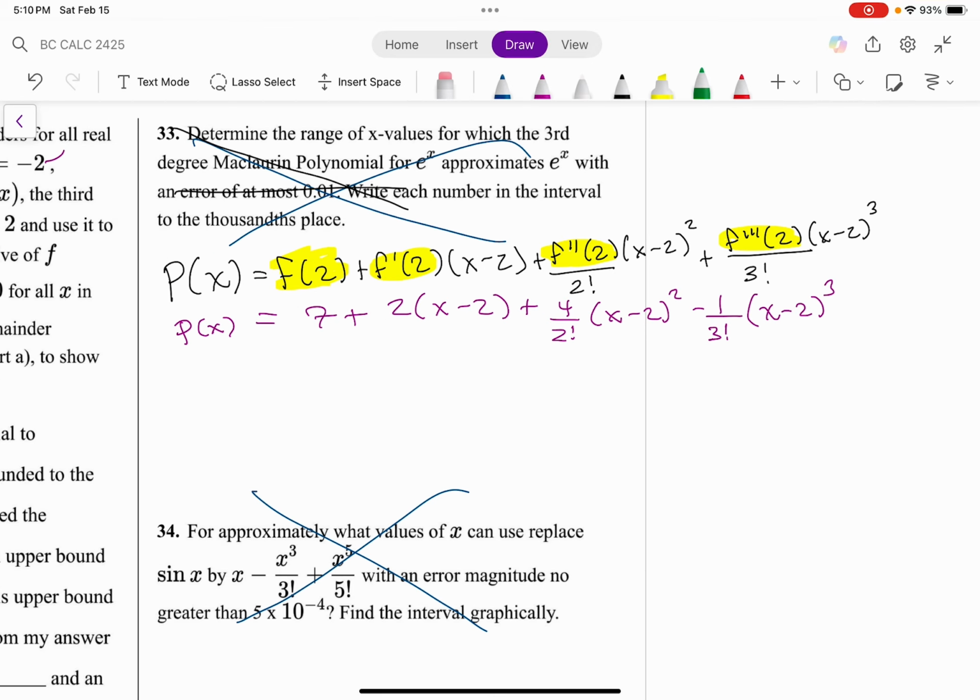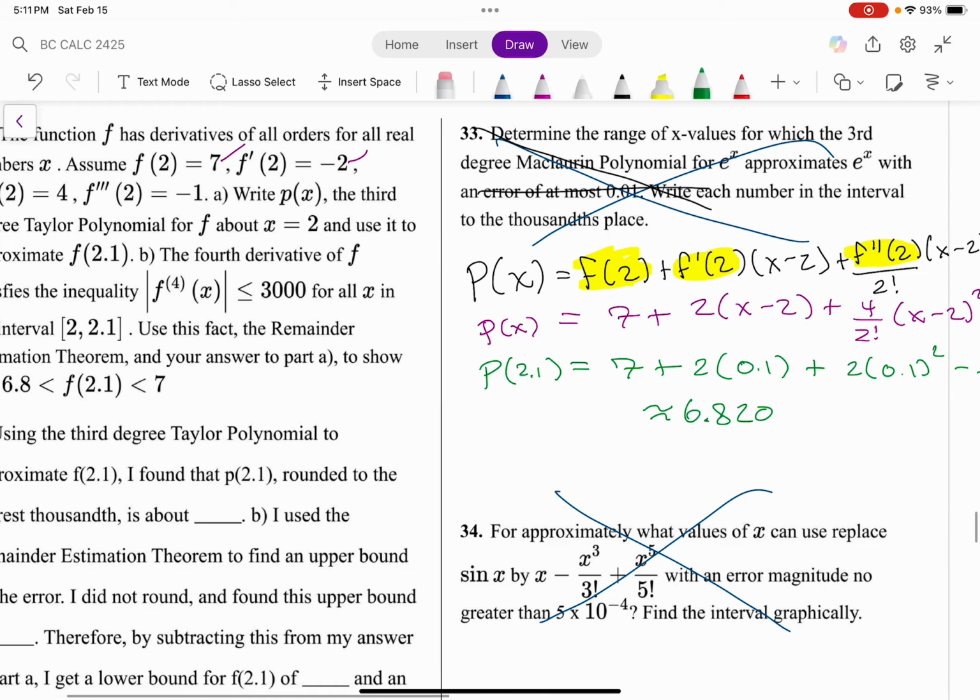We got to plug in 2.1. And then it's just calculator. Let's just do this mentally. 2.1 minus 2 is 0.1. Okay. Now, when you do that and round it to the nearest thousandth, it should be about equal to, apparently, 6.820. Okay, rounded to the nearest thousandth. Okay, so that would be here.